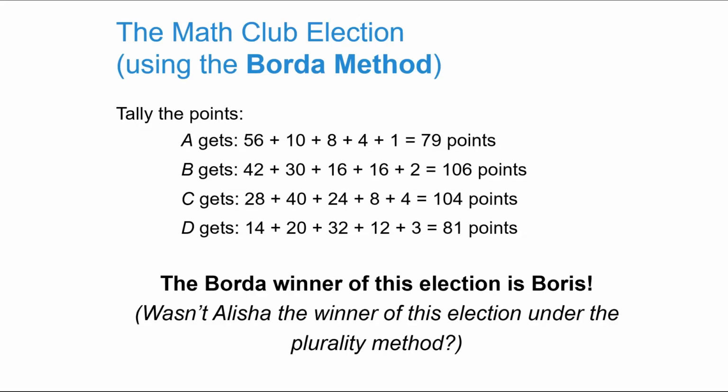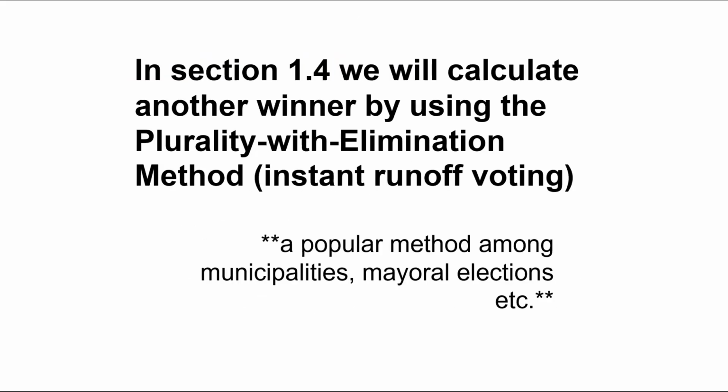But in the last section under plurality, Alicia was the winner. So you can see that we can calculate different fair methods. We can count the votes differently and get different winners. And in the next video, we'll start with 1.4, where we're going to get a different winner by using the plurality with elimination method, often called the instant runoff. This is a super popular method among municipalities and mayoral elections.